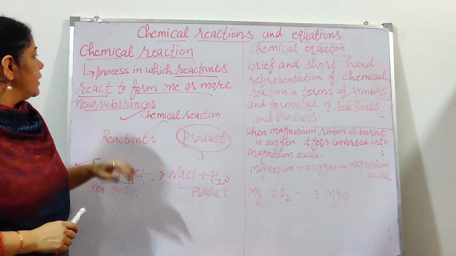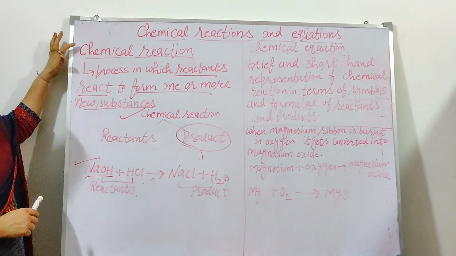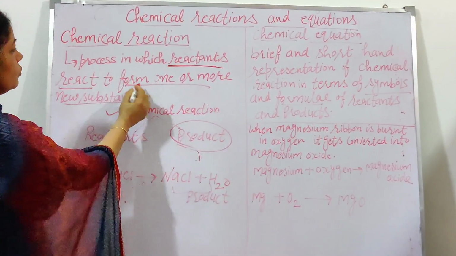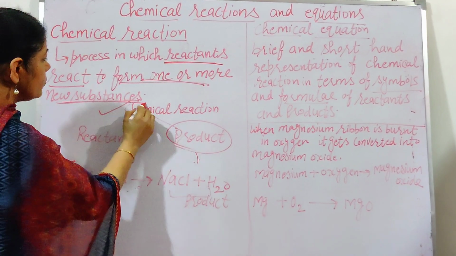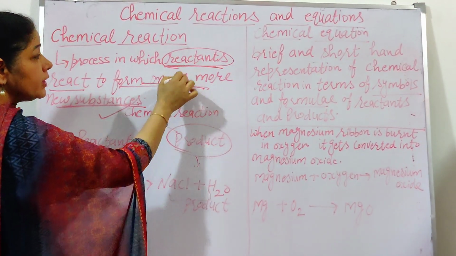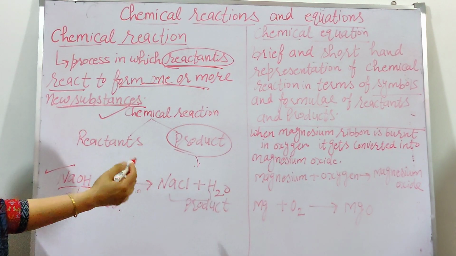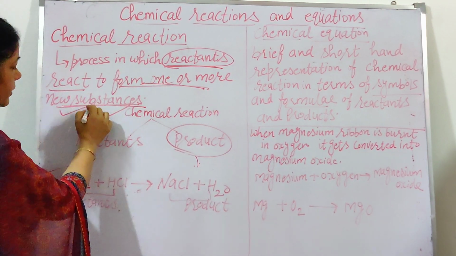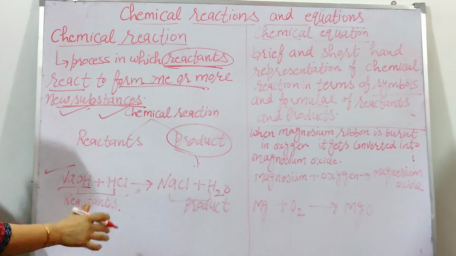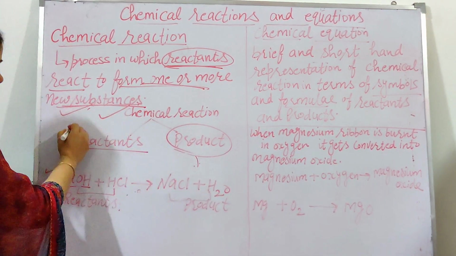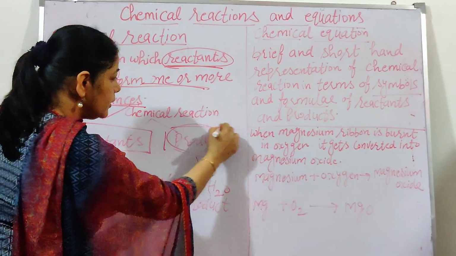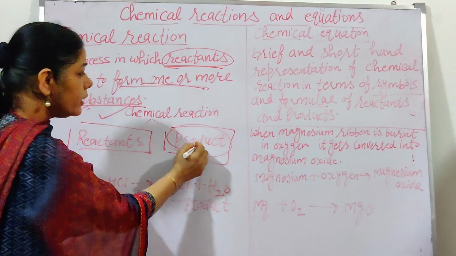Let's start. Chemical reaction. A chemical reaction is a process in which reactants react to form one or more new substances. I said in which reactants react, it means one or more substances react to form new substances. That is, a chemical reaction always consists of two parts. One, the substances that react, and the other, the new substance that is formed, is called the product.